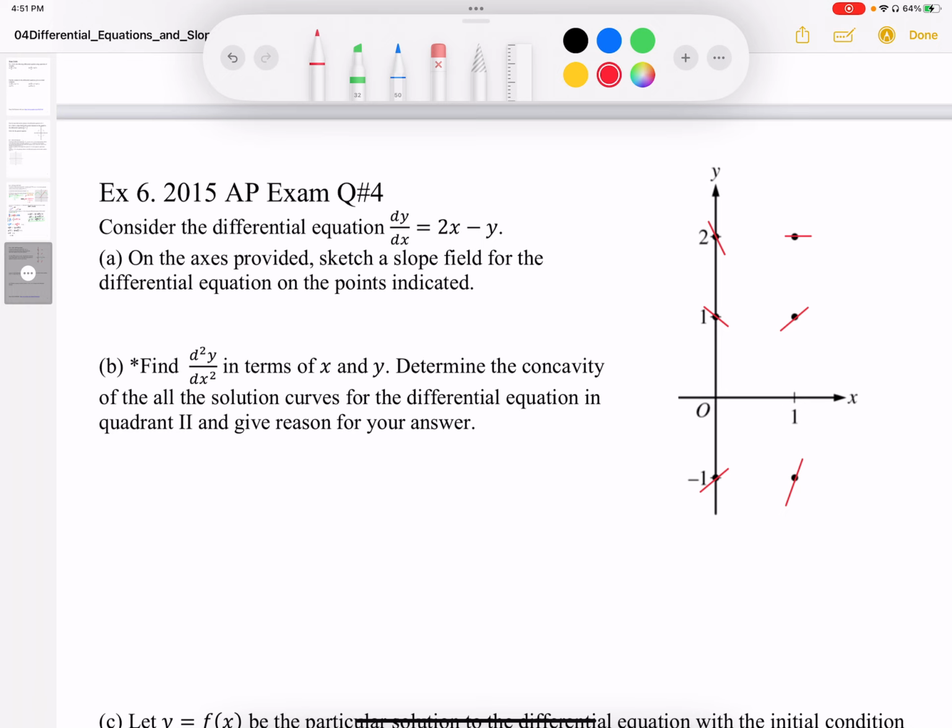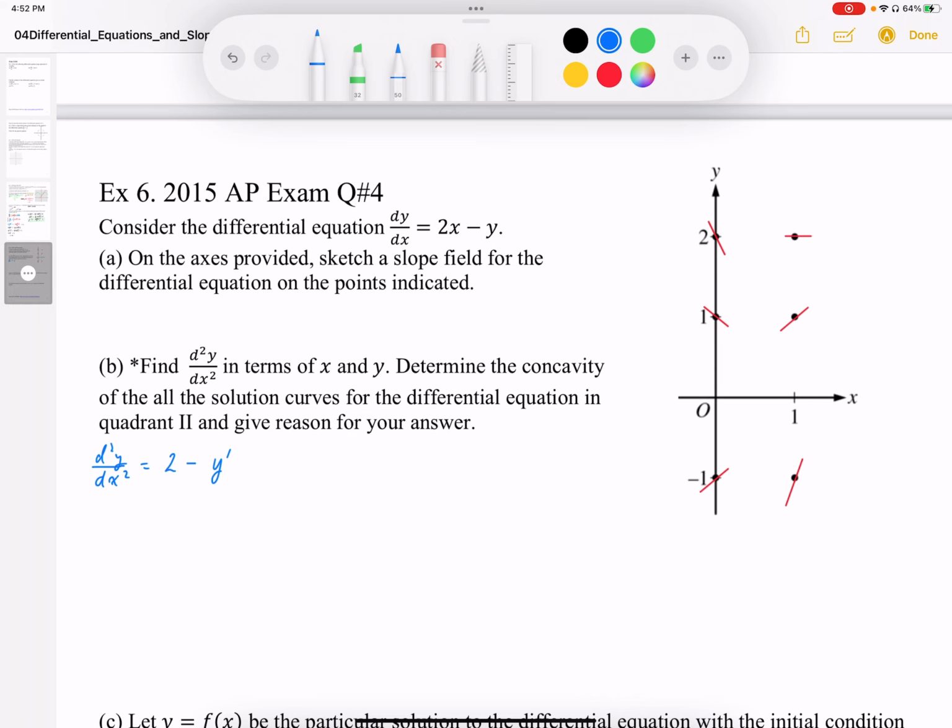Part B says find d squared y over dx squared in terms of x and y and determine the concavity for all solution curves of the equation in quadrant 2 and give reasons for your answer. Okay, first thing we're going to do is find the derivative. So we're going to differentiate dy/dx, and when we do this, I get d squared y over dx all squared. Differentiating that expression, we get 2 minus 1, and then because we are differentiating y, we're going to get y prime.